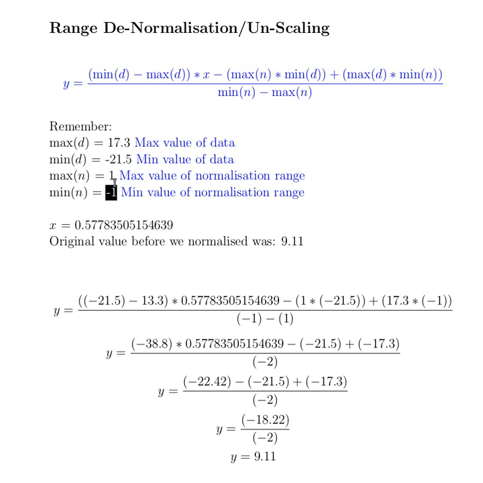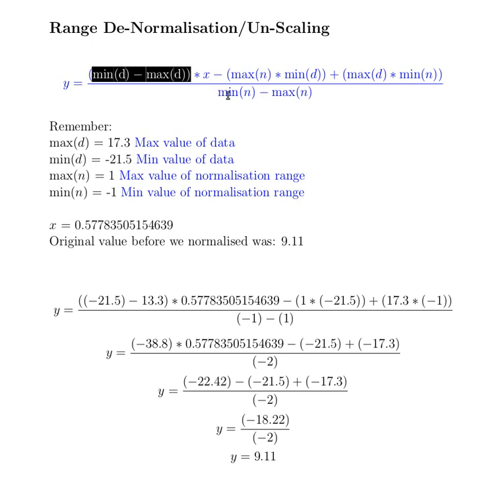So the output from our previous videos, the original value was 9.11, and the output was this value here. Now we want the 9.11 back, the original value back, so we want to use the new value as our input, and the formula to get the original value back is like this: min d minus max d, this value all times x, minus max n times min d, plus max d times min n. Compute these and then divide by min n minus max n.